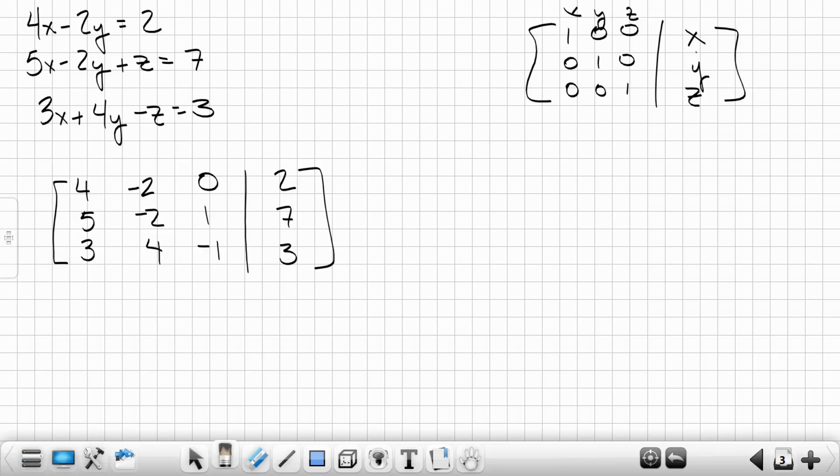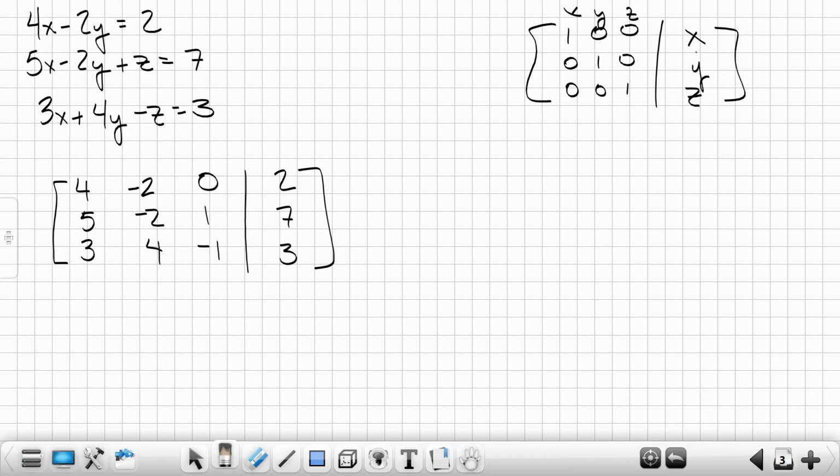Are the x, y, and z on the right side going to stay 2, 7, and 3? No, they're going to change as we go, to whatever number we need the solution to be. They're going to be the answer.